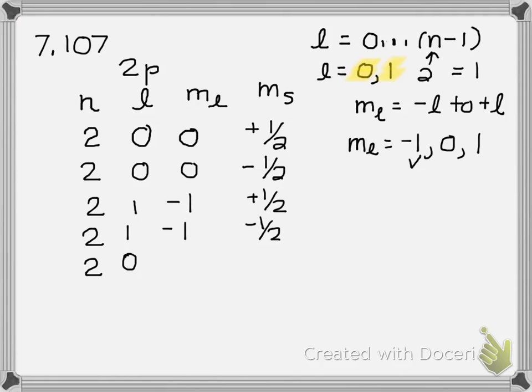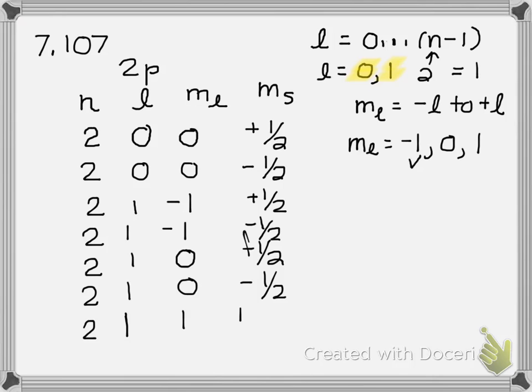And then L equals 1. And then M sub L equals 0 plus 1/2, or 2, 1, 0, minus 1/2. Because remember, for L equals 1, we would have 3 sublevels. Then we could have 2, let's see, 1 for m equals L, positive 1. And that could be plus 1/2 or 2, 1, 1 minus 1/2.